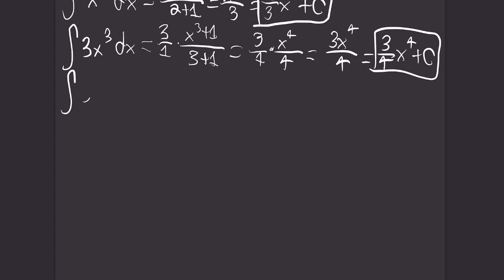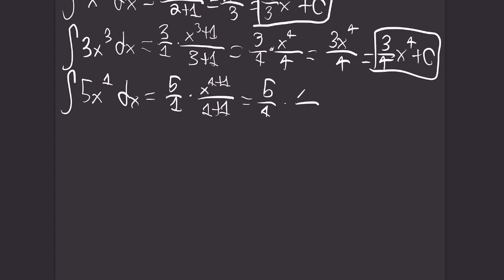Let's try another one of those. What about if we have 5x to the 1st power with respect to x? So it's 5 over 1 times x to the 1st power plus 1 over 1 plus 1. We can simplify that: 5 over 1 times x squared over 2. Now we multiply, which we can simplify to 5 over 2 x squared plus c.